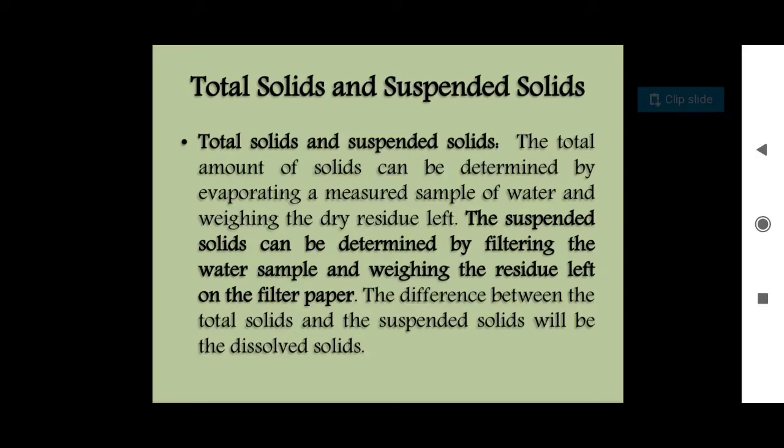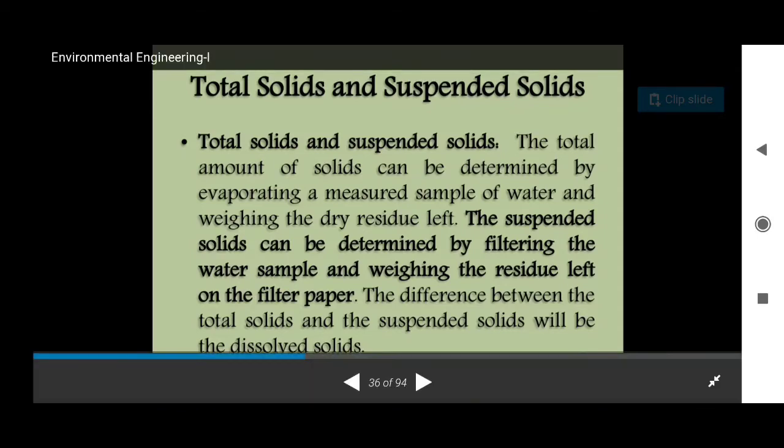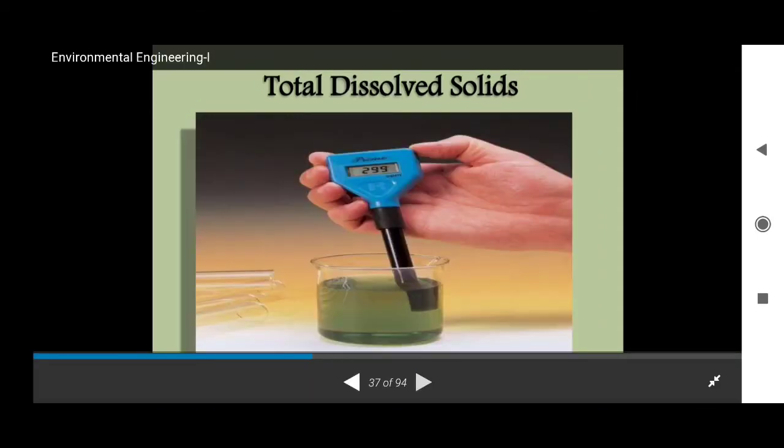The dissolved solids will pass through the filter paper, because their size is very small. Their size is smaller than the pore size of the filter paper. So what we are left with is the total suspended solids, right? After that, if we want to calculate the amount of total dissolved solids, TDS can be calculated by a TDS meter as shown in the figure, right?